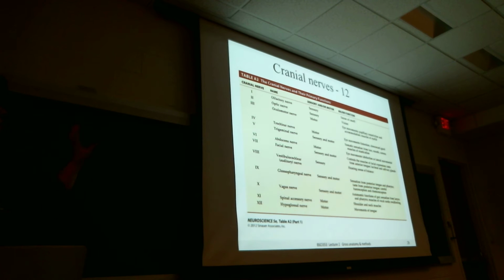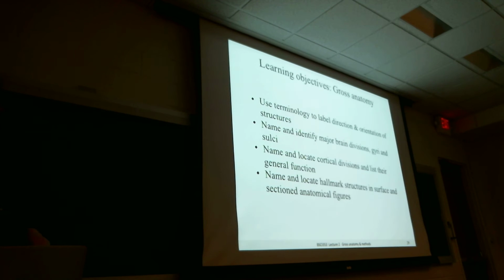Okay, and then this just summarizes what those are. I'm not going to go over that. Okay, so the basic idea here is that I want you to get familiar with and be able to use the terminology that we use to label direction and orientation of these structures. You need to name and identify some of these major brain divisions. Name and locate the cortical divisions, frontal lobe, temporal lobe, and so on, and what their general function is. And name and locate some of the hallmark structures in the sectioned anatomical figures. So just focus on what we covered in the lecture today, and you'll do all right.